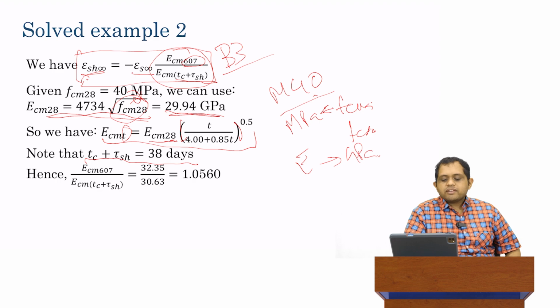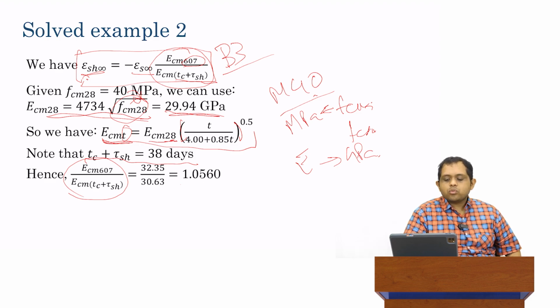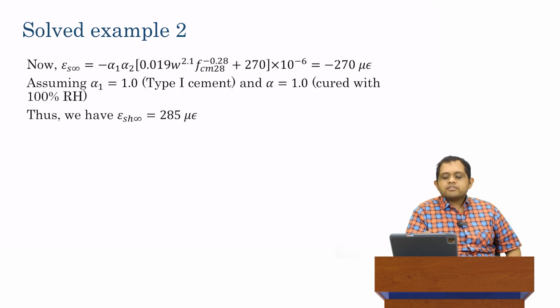Okay, so now because we have ECM 28, we can calculate ECM at any time t. So this correction factor, when you just substitute the numbers over here, I'm not going to go through all the details for you, we will get this correction factor is 1.0560. So now we have this term over here. We have to calculate ES infinity. ES infinity is calculated using this empirical formula.